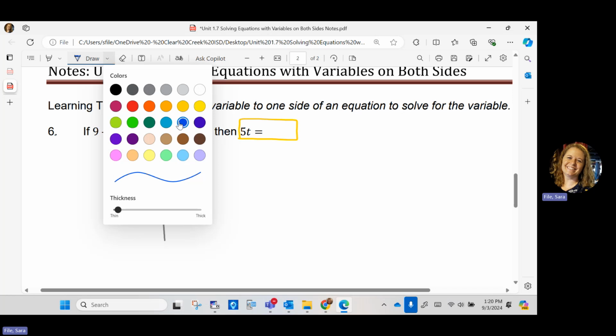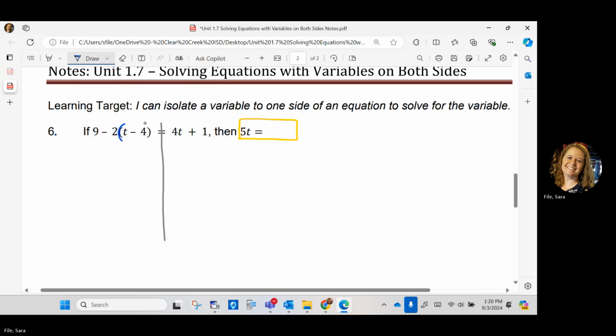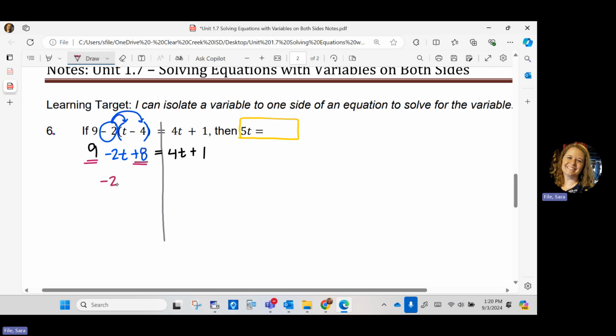So on the left side, I have parentheses. So this -2 has to be distributed. So that's going to become -2t plus 8. The rest of the equation stays as is. And there's no parentheses on the right, so no distribution over there. Okay, so now I look to see, can I combine any like terms? And I can. I've got a 9 and an 8 on the left side that I can combine. So this is going to become -2t plus 17.